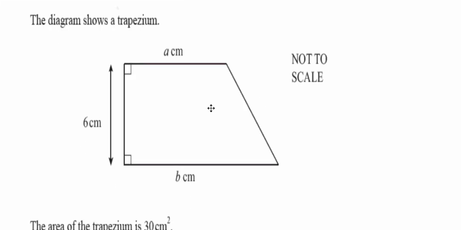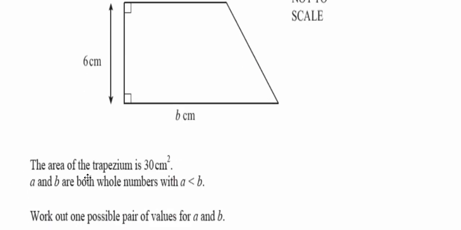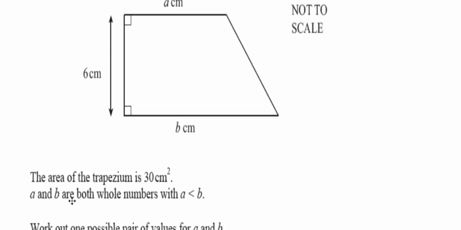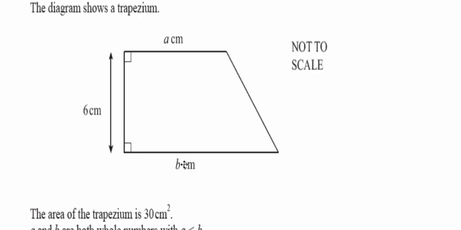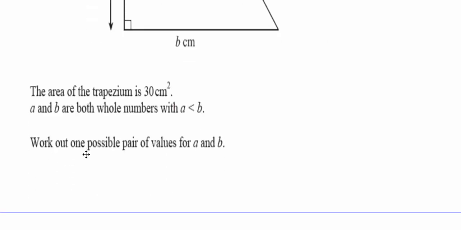The diagram shows a trapezium. Okay, this is a trapezium. The area of the trapezium is 30 centimeters square. A and B are both whole numbers with A less than B. That means B should be longer than A. Work out one possible pair of values for A and B.